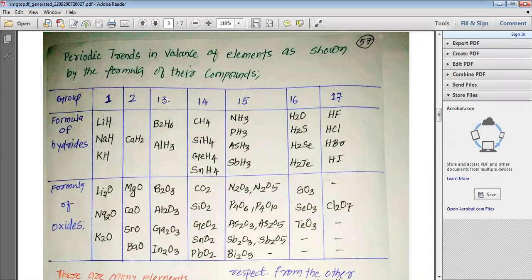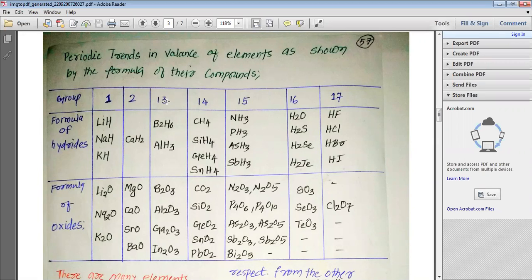Same way, when we look at group number 16, generally these elements acquire -2 oxidation state. So you can see H2O, H2S, H2Se, H2Te, where hydrogen acquires positive oxidation state, and oxygen, sulfur, selenium, and tellurium acquire -2 oxidation state. Same way, here you can see in SO3, oxygen has acquired -2 oxidation state, and sulfur is +6. The same way, selenium is also +6 in SeO3, and tellurium is also +6 in TeO3. This is how we can understand the various oxidation states.